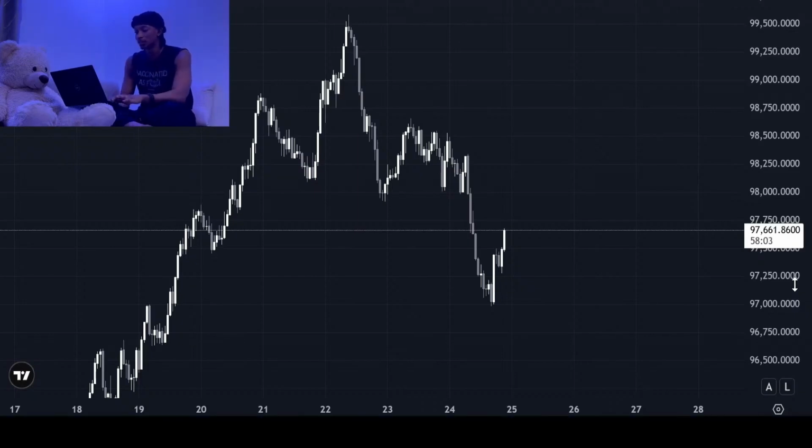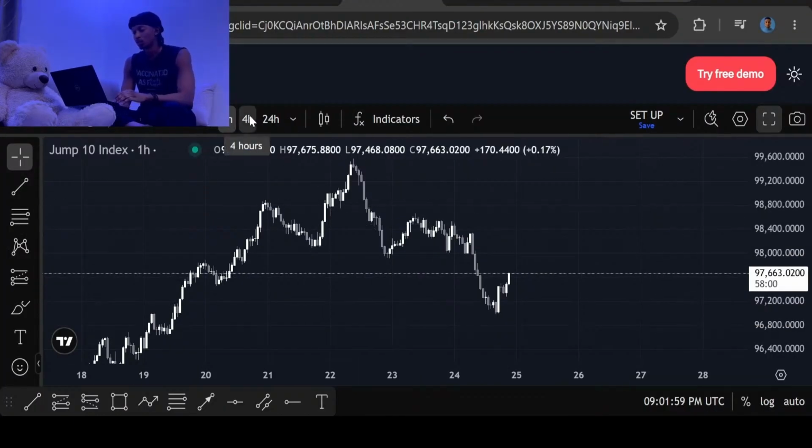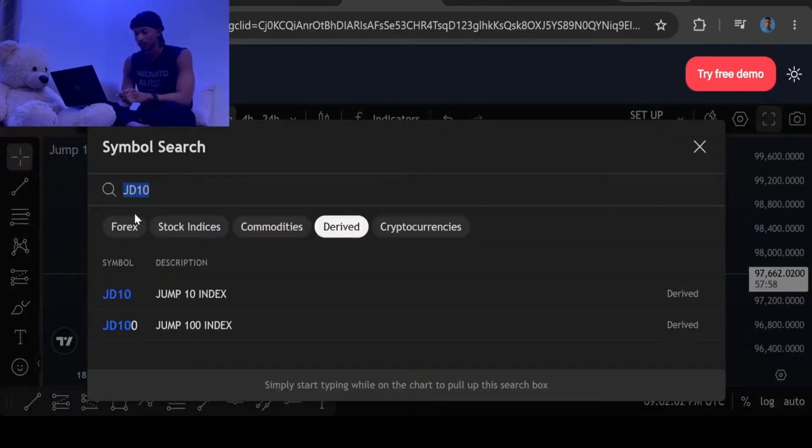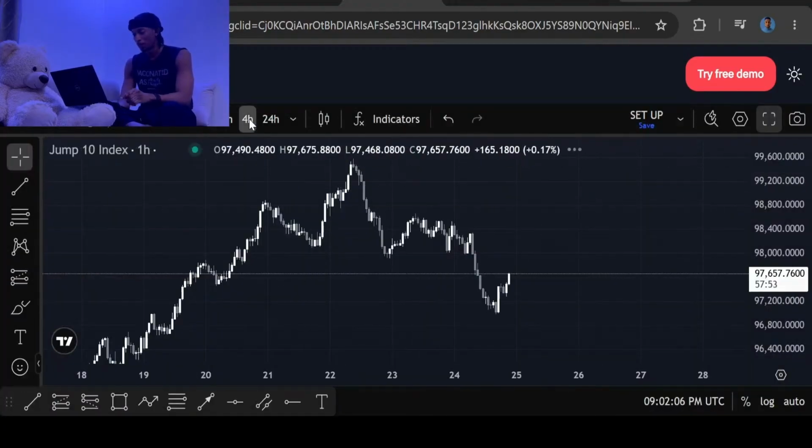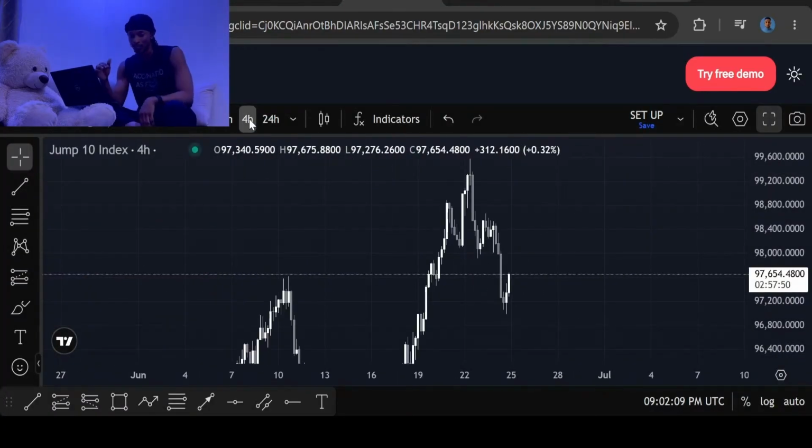So first things first, when I come on the chart, Jump 10. In case you don't know, my nickname is Jump King, and the reason for that is because I only trade jump series on Deriv.